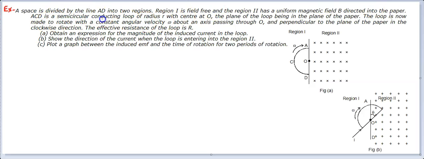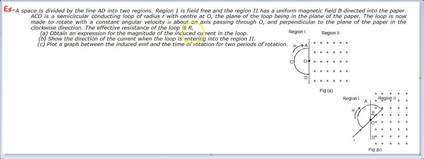ACD is a circular conducting loop. So we have a conducting loop, which is semicircular, and the center is this, and the plane of the loop is the plane of the paper. So both are in the same plane. And the loop is now made to rotate with a constant angular velocity omega about the axis passing through O and perpendicular to the plane of the paper, and that is clockwise. Everything has been shown in the picture.